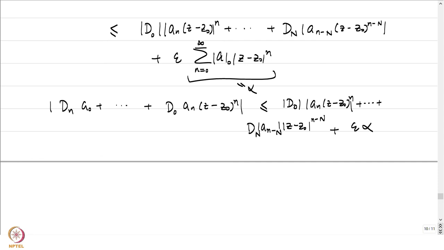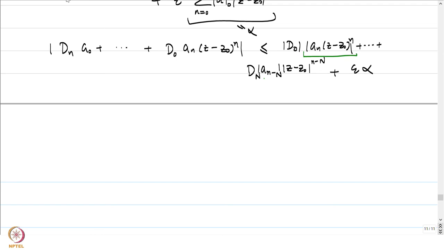So notice that each of these terms, which I am now underlining in green, there are capital N such terms, each of them go to 0 since these are terms which are featuring in the power series summation a_n (z - z0)^n. So as n goes to infinity, each of these terms go to 0, and therefore what we are ending up is that the limit as n goes to infinity of |d_n a_0 + ... + d_0 a_n| (z - z0)^n is less than or equal to epsilon times alpha, where alpha is some fixed positive real number.